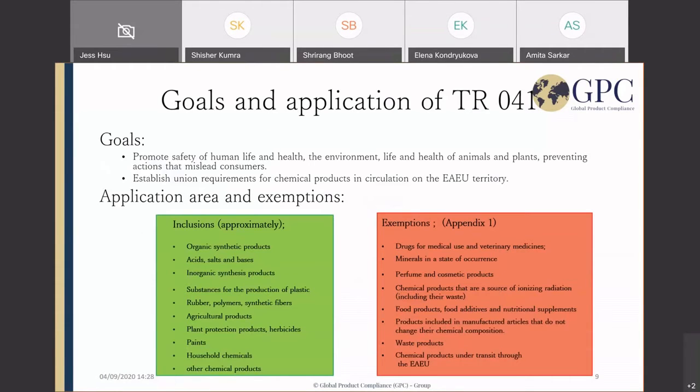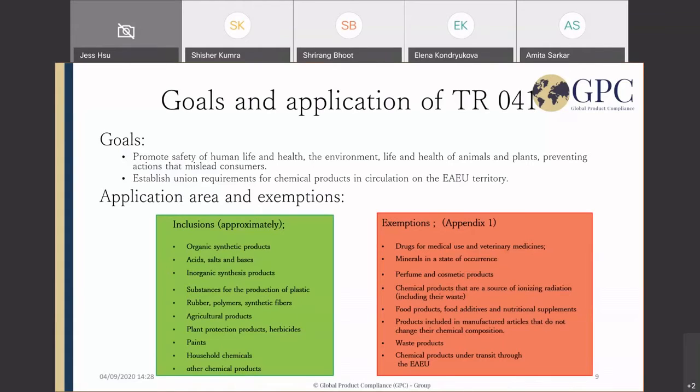So, which are the goals for this technical regulation? The primary goal is to promote safety of human life and health, the environment, life and health of animals and plants, and prevent actions that mislead consumers. But then there's also another goal. This is the goal of the Eurasian Economic Union, to form and establish union requirements for chemical products that are in circulation on the EU market.